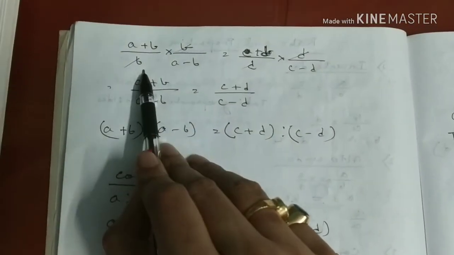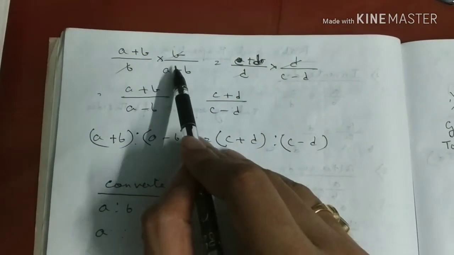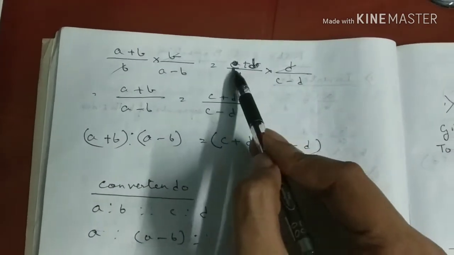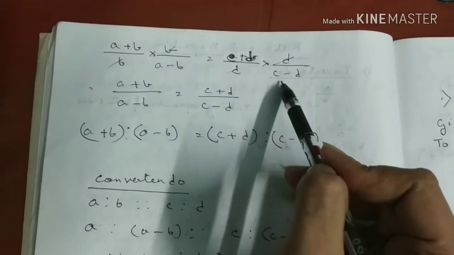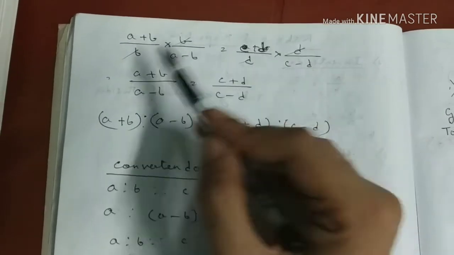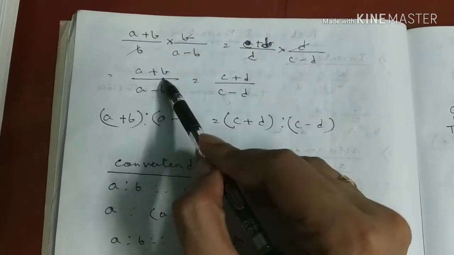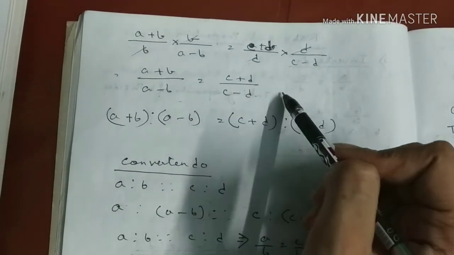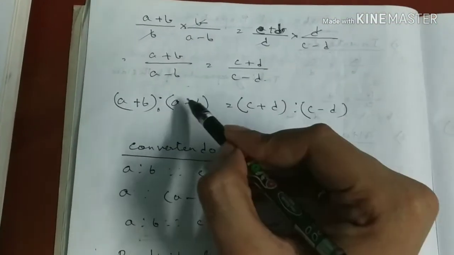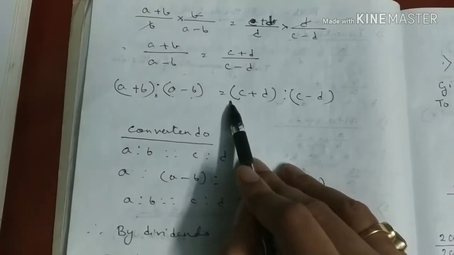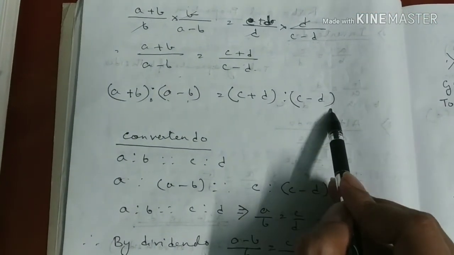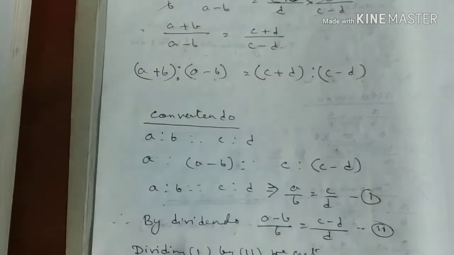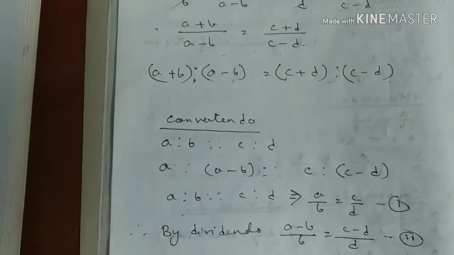A plus B by B, it got reciprocaled into B by A minus B, is equals to C plus D by D into D by C minus D. D got cancelled, B got cancelled, and the ultimate result we got is A plus B by A minus B is equals to C plus D by C minus D. So A plus B is proportional to A minus B as C plus D is proportional to C minus D.